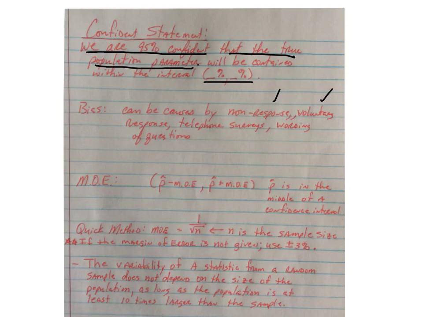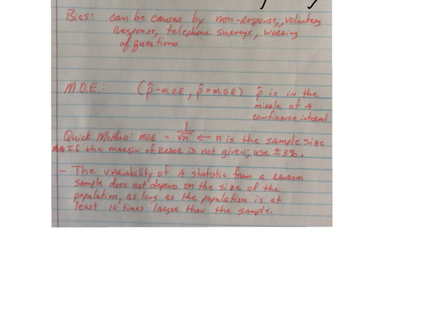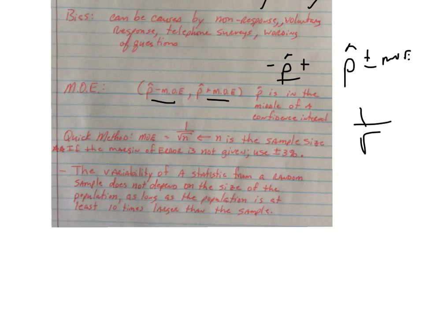Let's talk about the margin of error real quick. Remember, your confidence interval is your p-hat minus the margin of error and p-hat plus the margin of error. So when I say your p-hat plus or minus the margin of error, your p-hat is directly in the middle of a confidence interval. So don't forget that. If I don't give you a margin of error, there's an easy way of finding it, and that is 1 over the square root of n. Remember, n is your sample size.